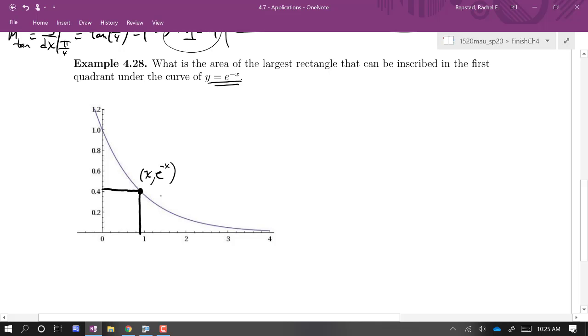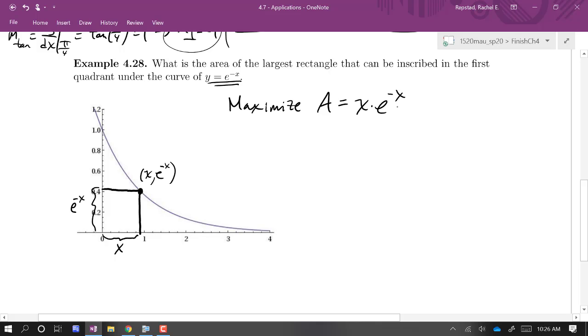I could slide that point anywhere, I could draw all these different rectangles, and what I want to do is maximize that area. So one dimension, this length along the bottom, that's going to be x, the x-coordinate. This other dimension, this vertical dimension, is the y-coordinate, and in this case that is e to the negative x. So we want to maximize the area. Length times width is x times e to the negative x.